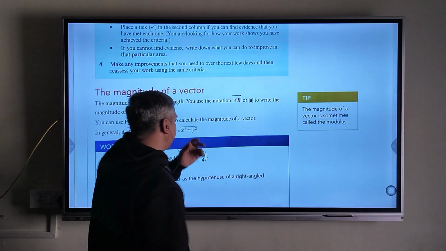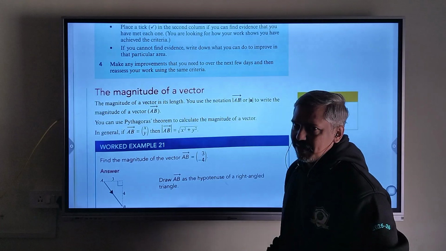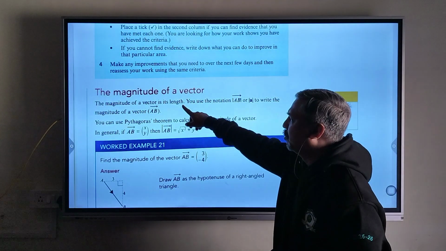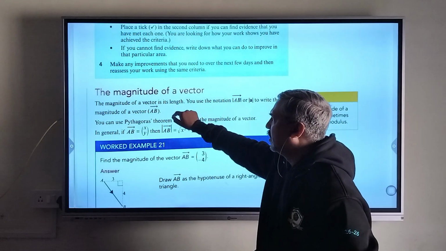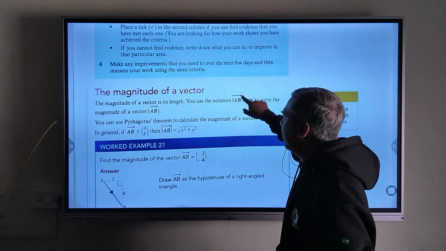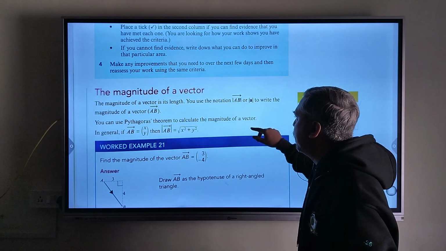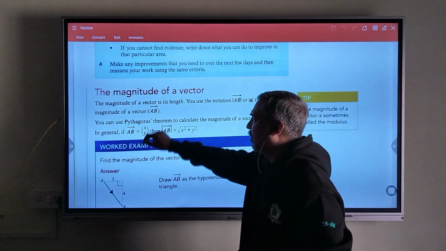Magnitude of a vector. The magnitude of a vector is the length of the vector. On the graph paper that you show, if you show the vector of certain length, the length of the vector is the magnitude of the vector. You can use the notation modulus of AB vector or modulus of AB bar, or you simply write a if you want to write the magnitude of AB bar.